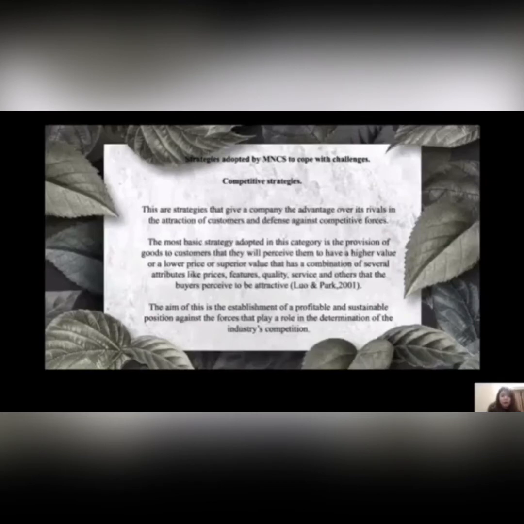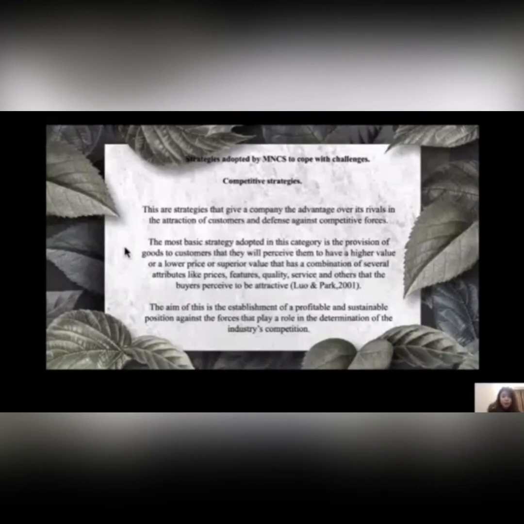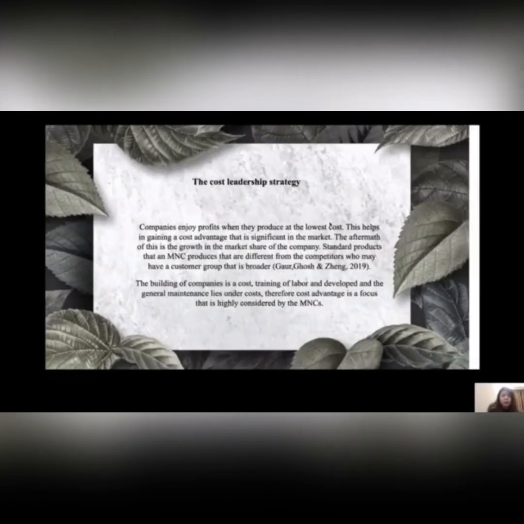This strategy gives a company an advantage over its competitors in attracting customers and defending against competitive pressure. The most balanced strategy adopted in this category is to provide customers with goods they will think have a higher value and a lower price, and the buyers think they are attractive. The purpose of this is to establish a sustainable position against the focus that determines competition.